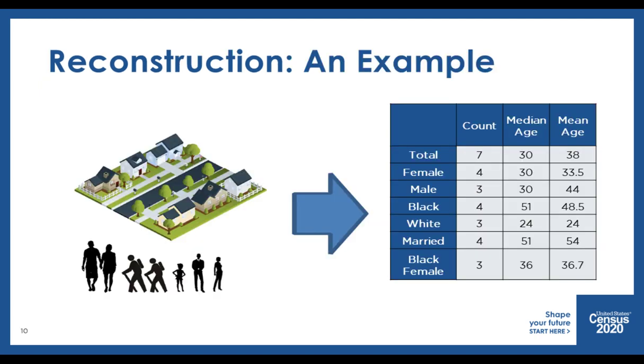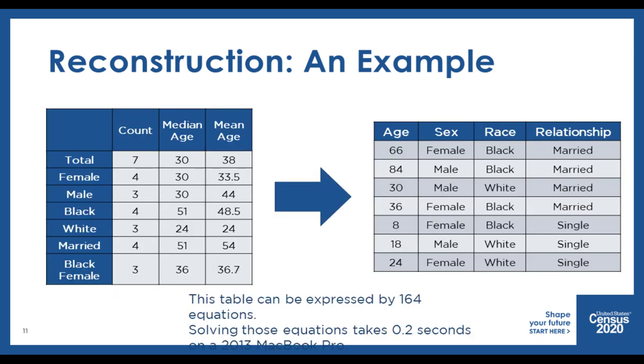Let's look at an example. Imagine that you collected some basic demographics about the 7 people who live on a particular block. You then publish some aggregate descriptive statistics about those people. How many were female? How many were black? What's the median age of married individuals, etc. Well, with those basic aggregate statistics, it's a trivial matter to solve for the only set of individual level records that could have yielded those results. I say trivial and I really mean it. In fact, it took a 2013 MacBook Pro a grand total of 0.2 seconds to reconstruct these data.